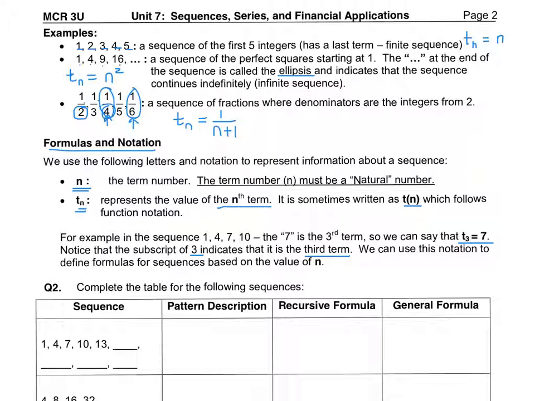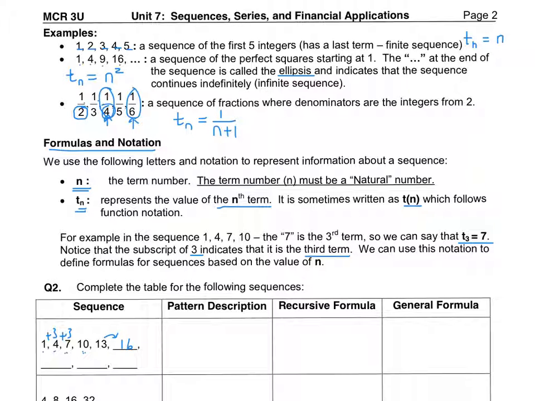So for question 2 here, it says complete the table for the following sequences. So I have the sequences, and then I have some blanks for you to predict what the next terms are, a description, a recursive formula, and a general formula. So I'm going to do this first one here. I'm going from 1 to 4, and then from 4 to 7, 7 to 10, and then 10 to 13. It looks like I'm adding 3 every time to get to the next term. So if I add 3 to 13, I should get 16.